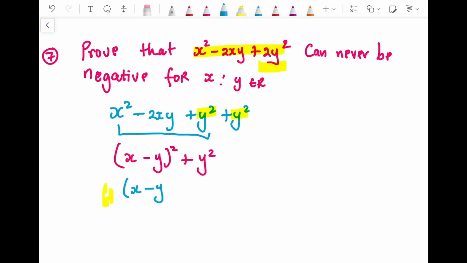Now you will notice that x minus y squared is greater than or equal to 0 for x, y an element of all real numbers, because as long as your exponent is an even number, you know that your answer is always positive or equal to 0.